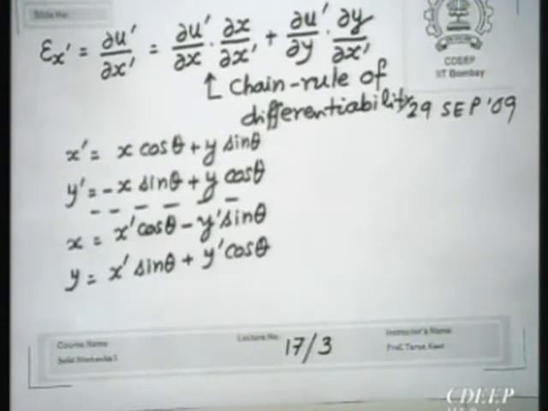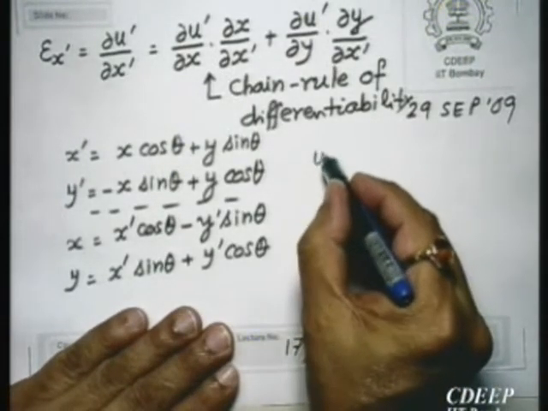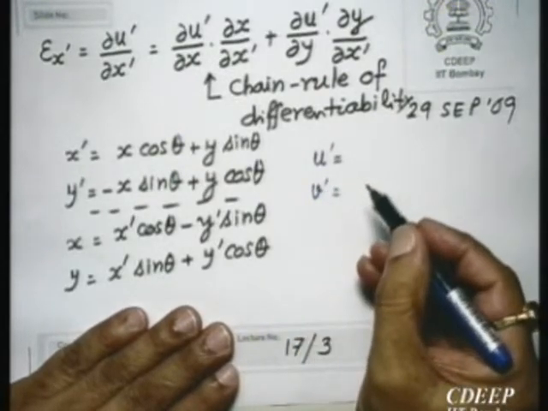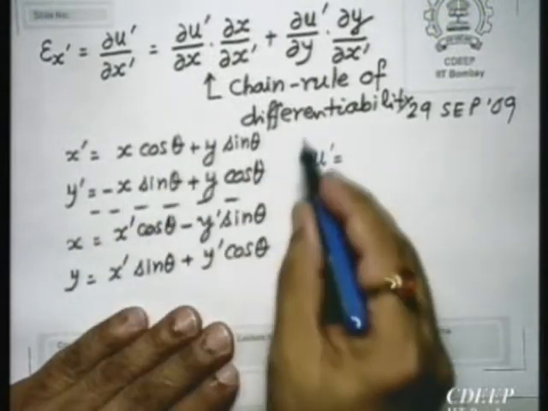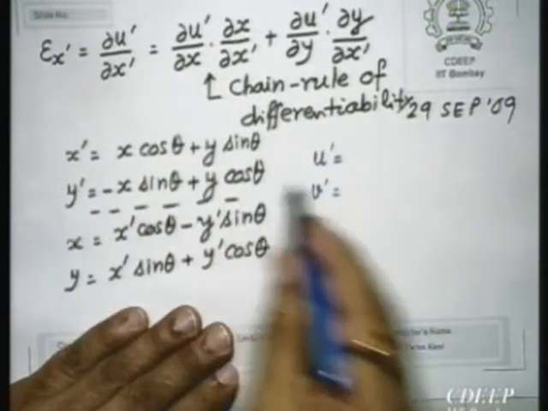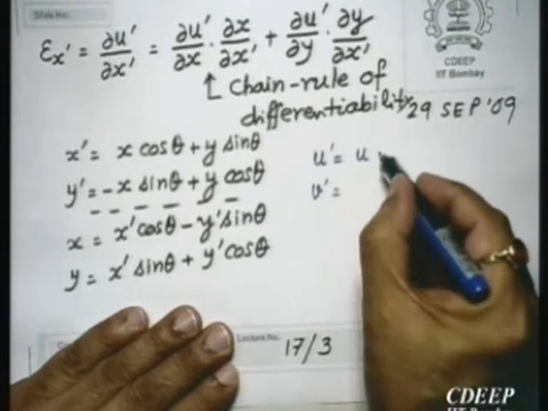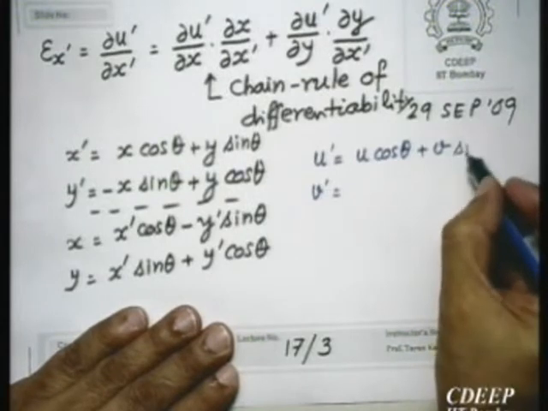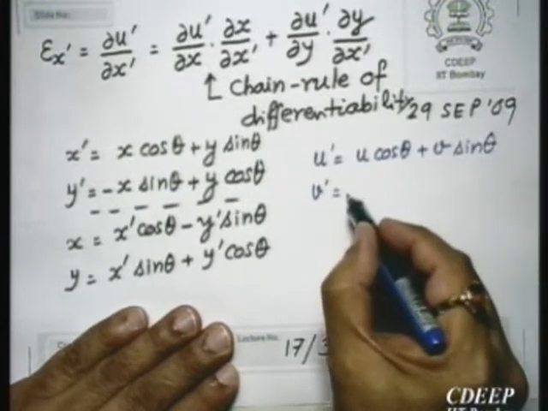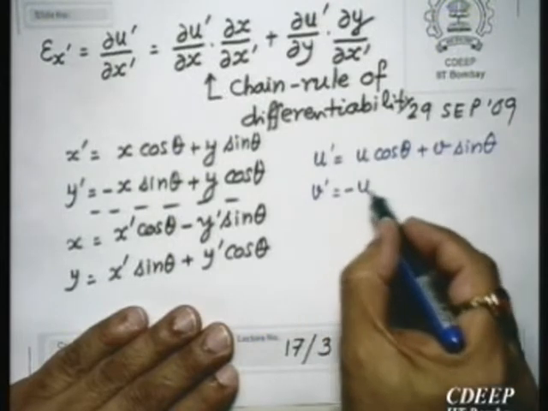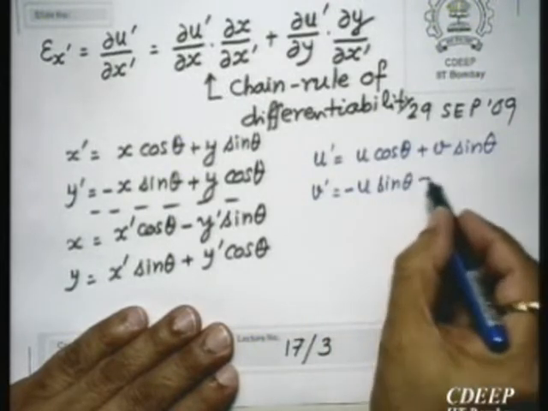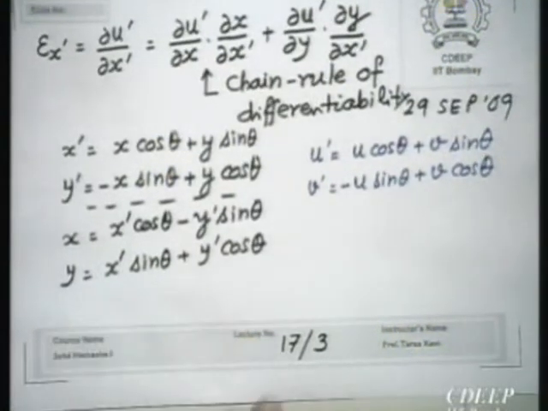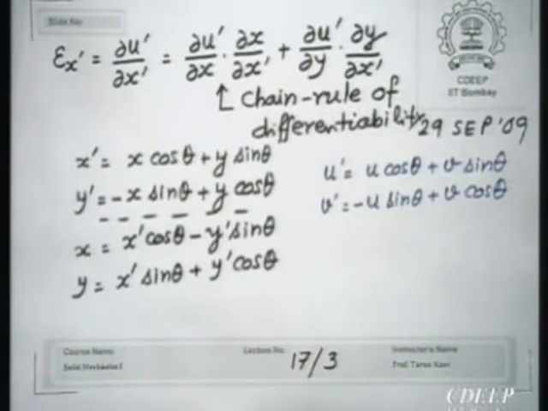In the same way, because displacements are vectors, I can also write u dash and v dash. How are they related to u and v? That will be the same as this one. Whatever relationship exists between these, the same thing will hold, so u dash will be u cosine theta plus v sin theta, and v dash will be minus u sin theta plus v cosine theta. So, as a representative I have given you, these relations can be derived.